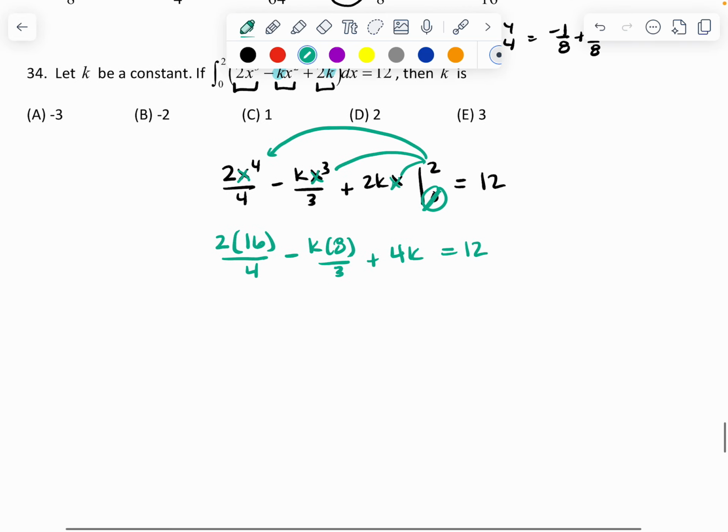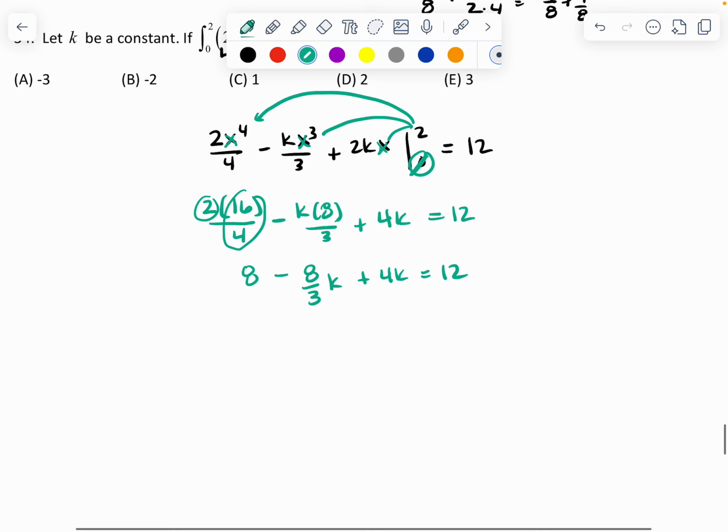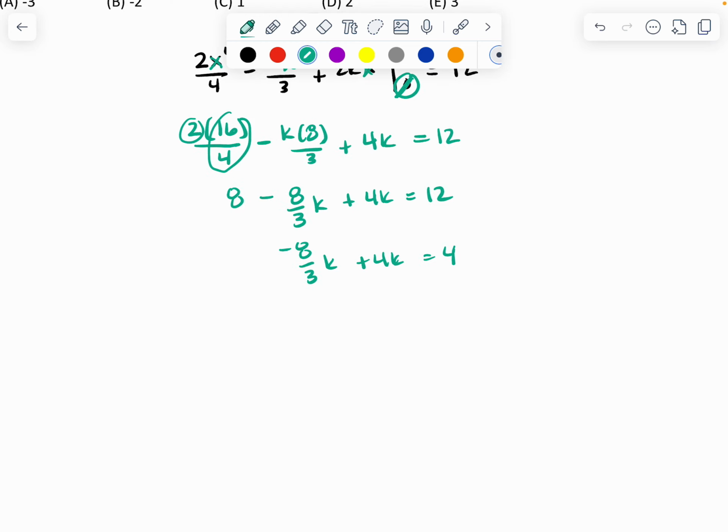Okay, now let's reduce. This is 4 times 2, which is 8, minus 8/3 k plus 4k equals 12. Okay, now let's solve. If I subtract 8 from both sides, I'm going to get -8/3 k plus 4k equals 4. Okay, I can add these guys together. What's -8/3 plus 4? If I do 4 over 1, multiply by 3, this is really -8/3 plus 12/3, which is 4/3.